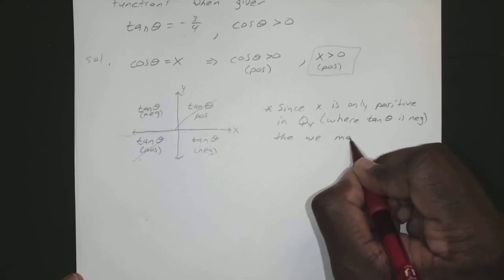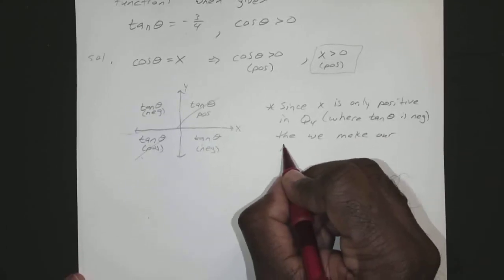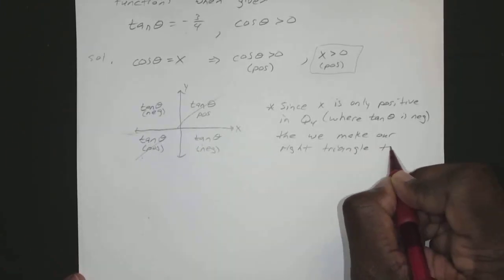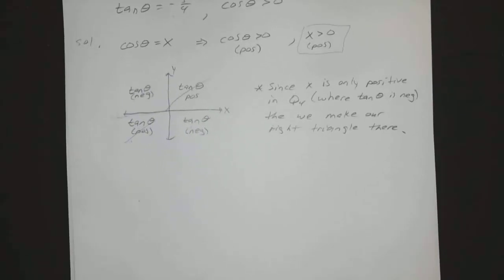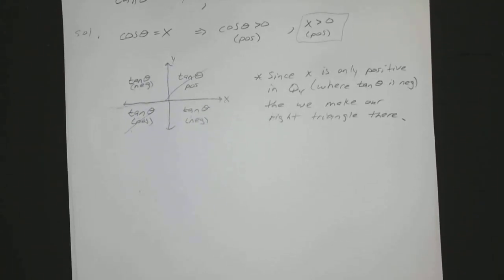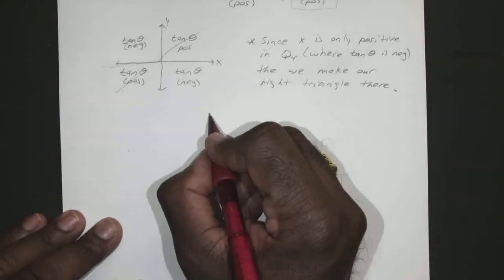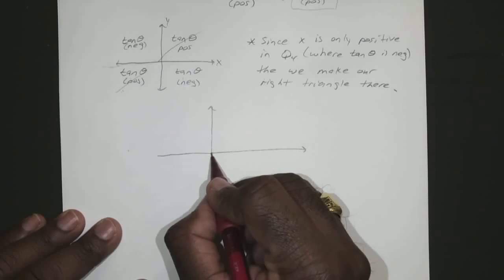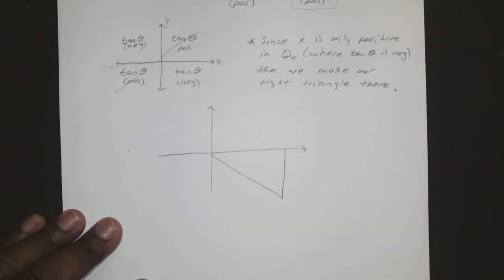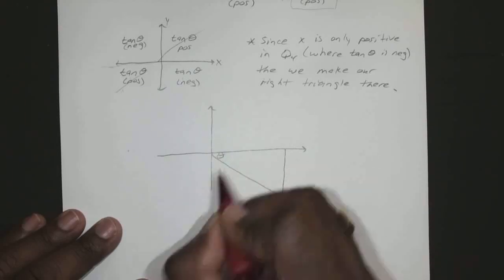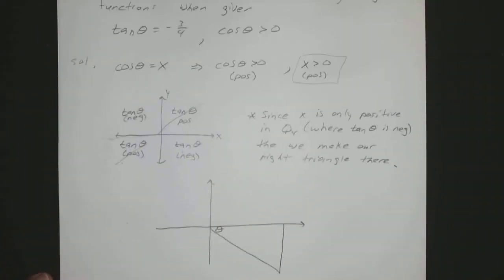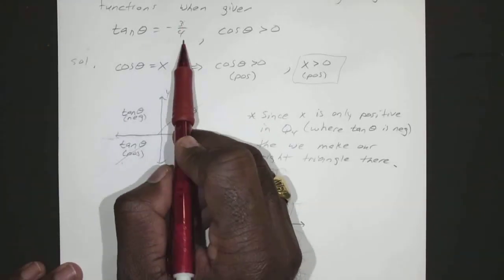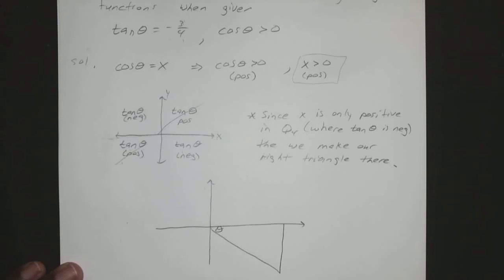then we make our right triangle there. Okay? So we figured out we have to make our right triangle in quadrant 4. Okay, so we drew our right triangle in quadrant 4. That's our theta. The reason we needed to know which quadrant is because you could have negative 3 over 4 or 3 over negative 4. We had to figure out which one was negative.